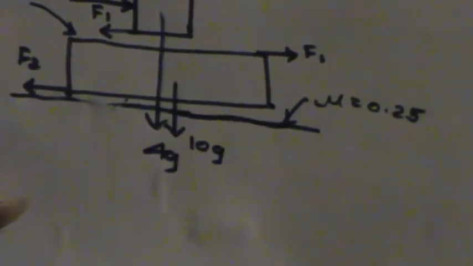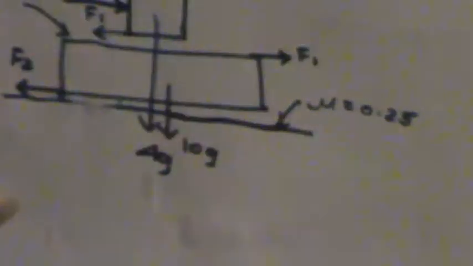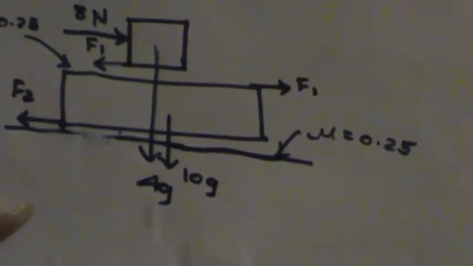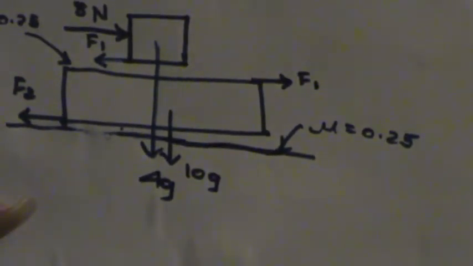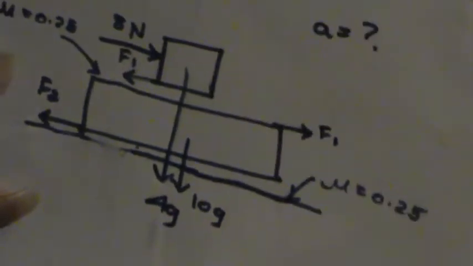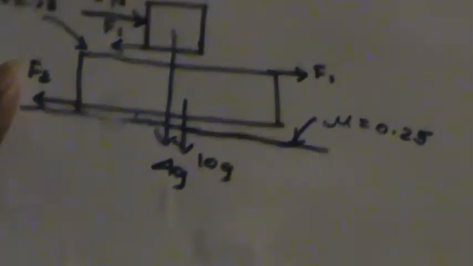Now what we have to find is the acceleration of these individual masses, and if the two masses are going as a composite or as a unit, the acceleration of this as a whole. To find the acceleration, first of all we have to find the frictional forces. To find F1, I will take this object as A and this object as B.